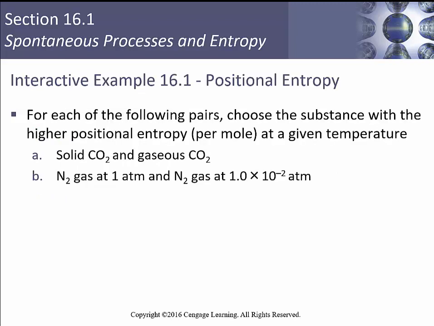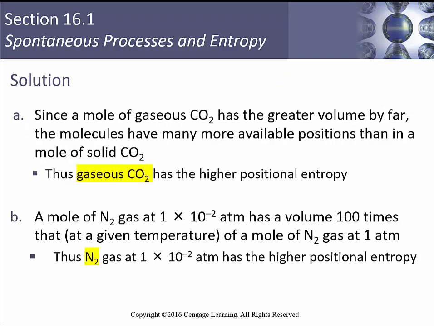All right. So let's try another example. For each of the following pairs, we're going to choose the substance with a higher positional entropy per mole at a given temperature. A, solid carbon dioxide versus gaseous carbon dioxide. And B, nitrogen gas at 1 atmosphere and nitrogen gas at 1 times 10 to the minus 2 atmospheres. All right, so looking at that first one, since a mole of CO2 gas has a greater volume by far, the molecules have many more available positions than in solid CO2. The gas is going to have the higher positional entropy.